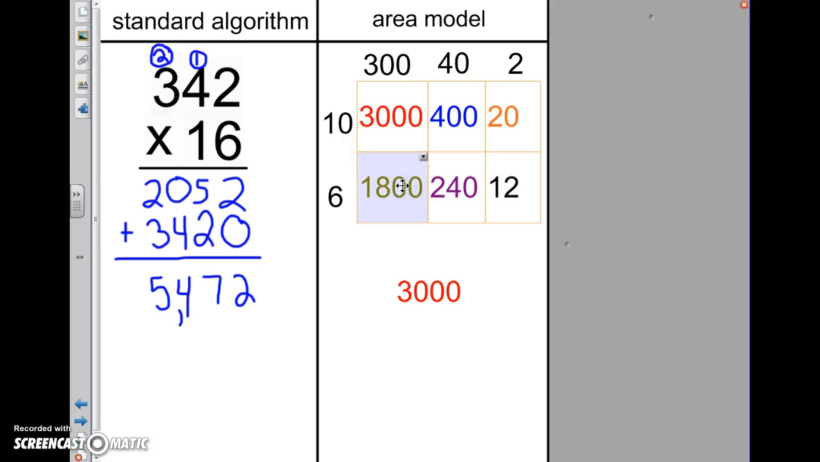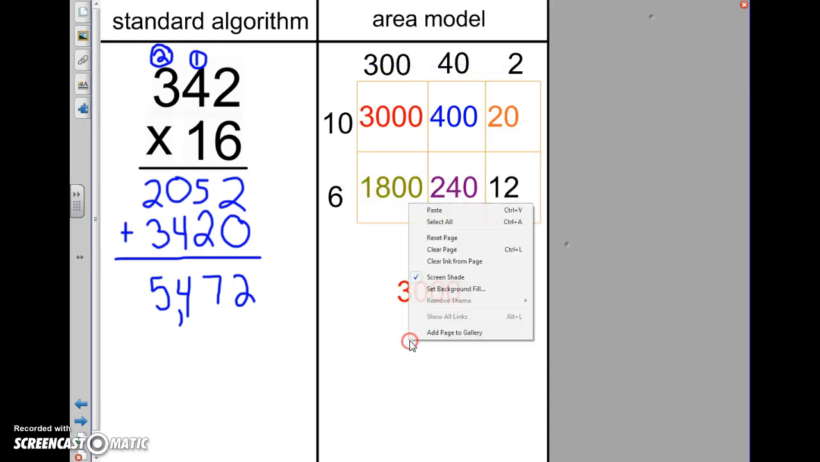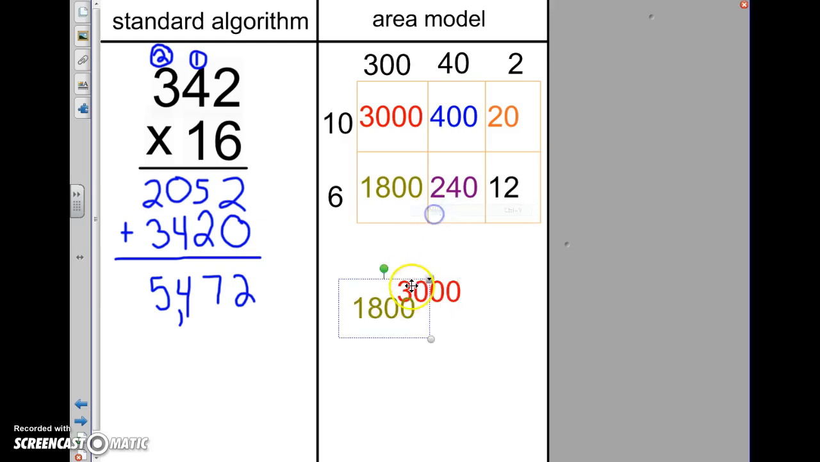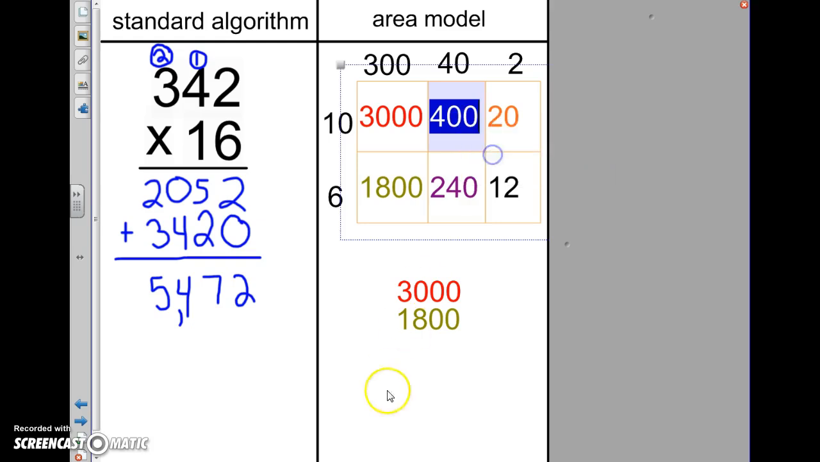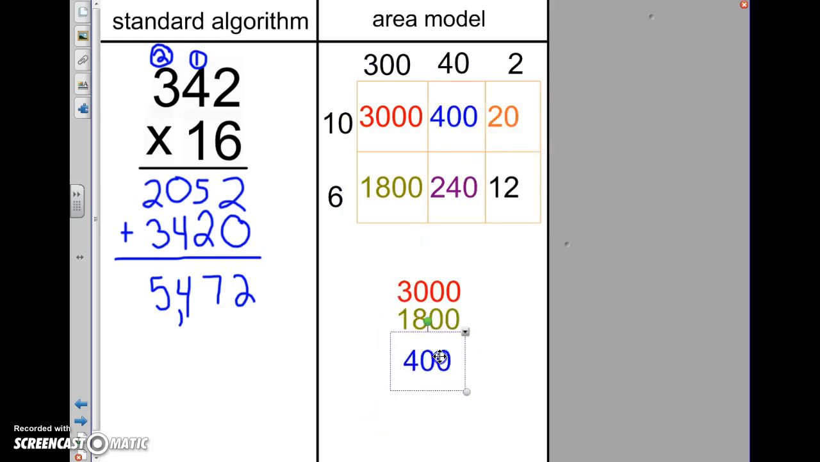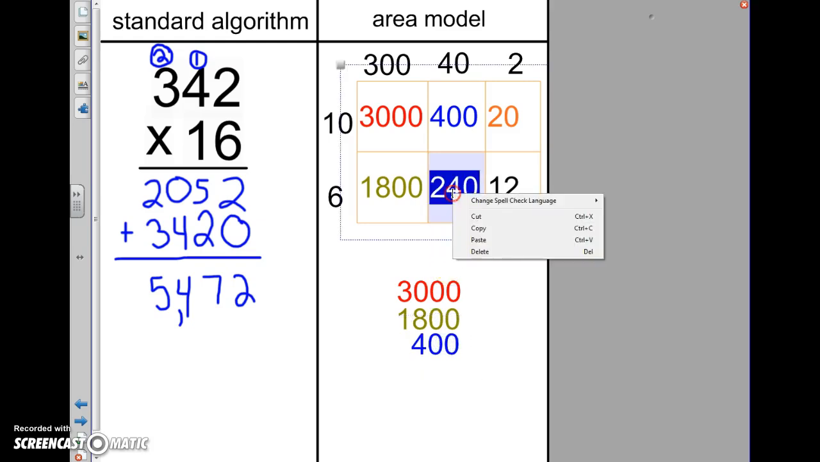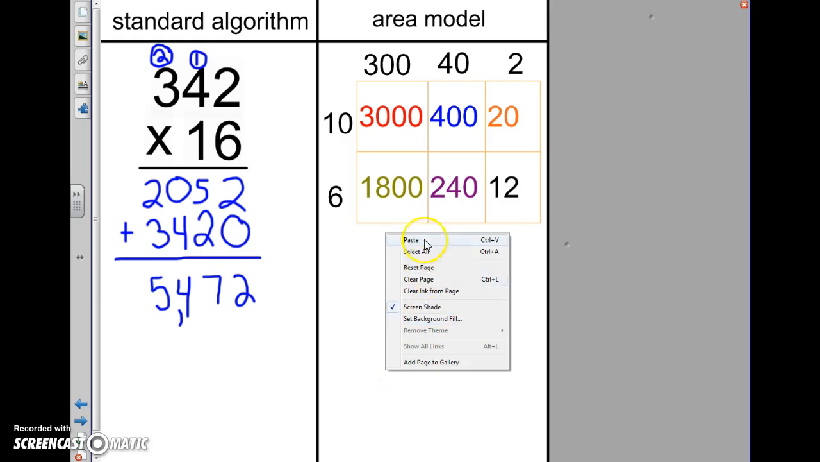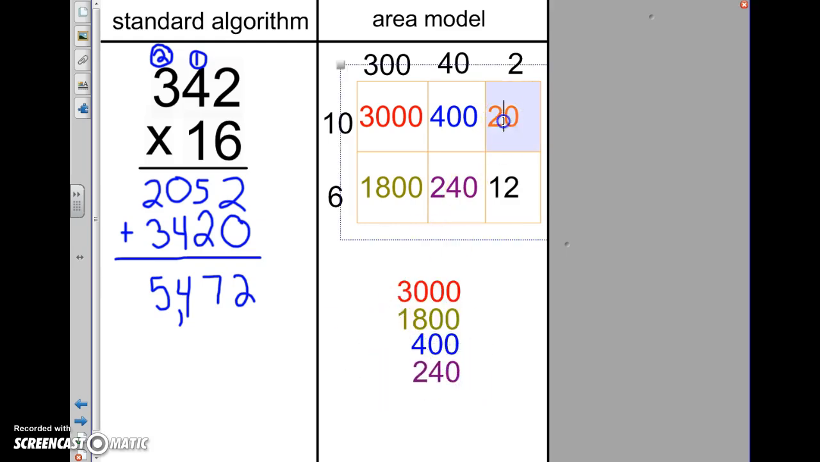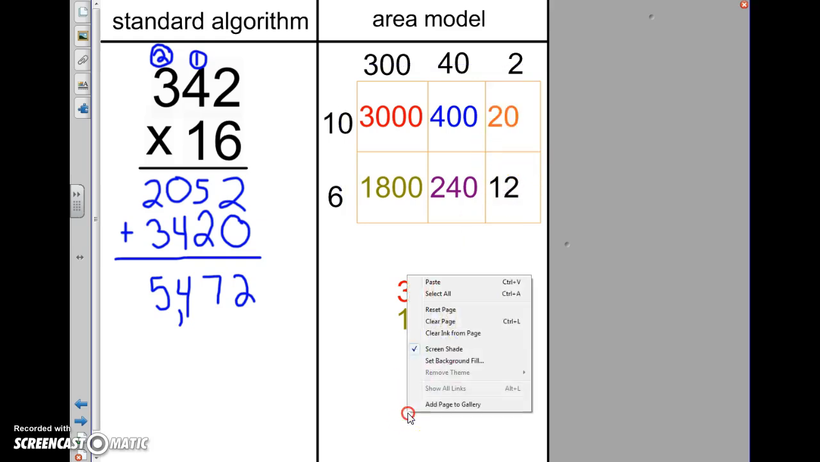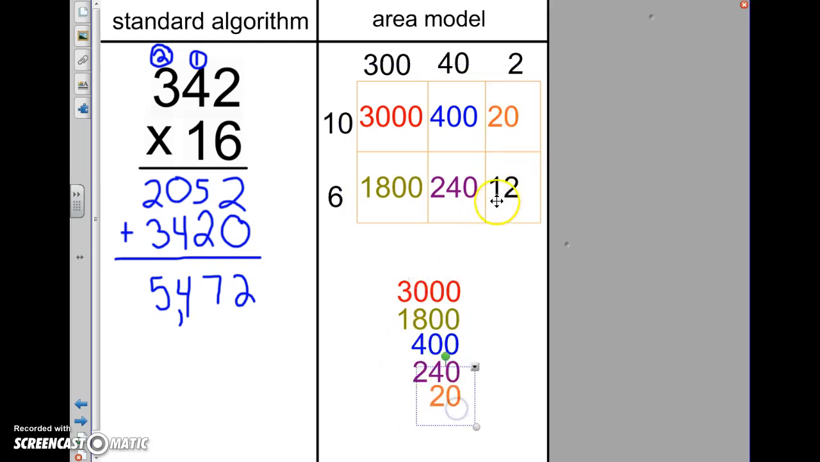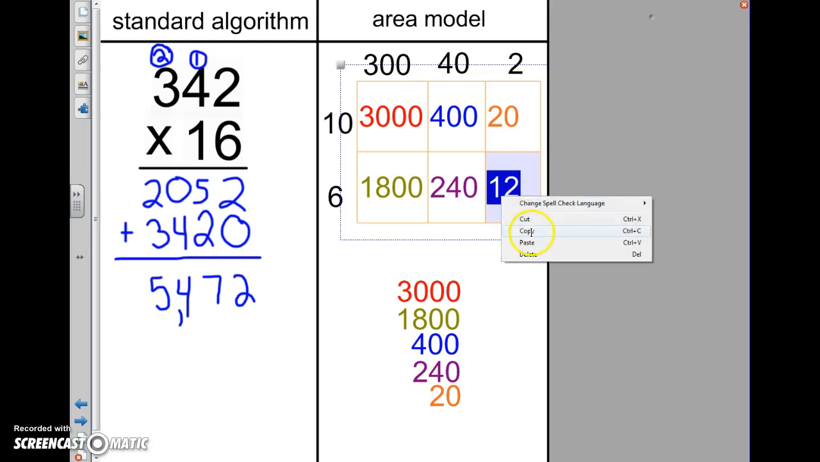Okay, so, sorry, I forgot to do this. Now that we know the area of each of these rooms, if you will, we want to figure out the area of this whole house. We're going to take each of these sections and we're going to put them all together. So we have our 3,000, we have our 1,800, we have 400, we have 240, got 20, and finally we have this small room, which is 12.